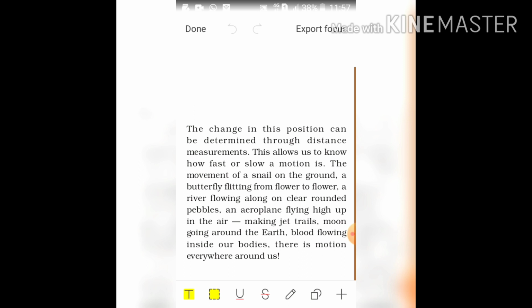The movement of a snail on the ground, a butterfly flitting from flower to flower, a river flowing along on clear ground, rounded pebbles, an aeroplane flying high up in the air making jet trails, the moon going around the earth, blood flowing inside our bodies. There is motion everywhere around us.